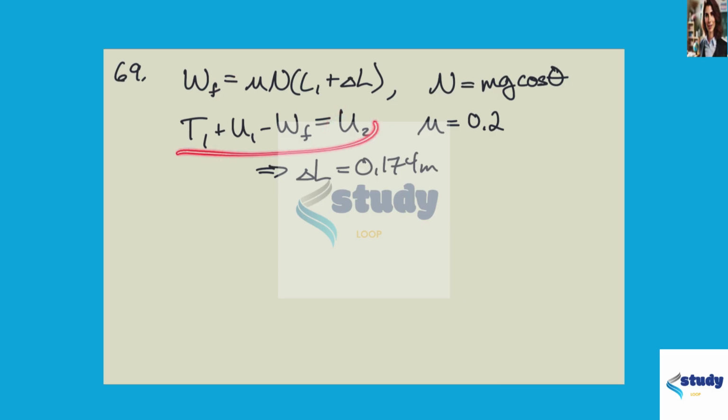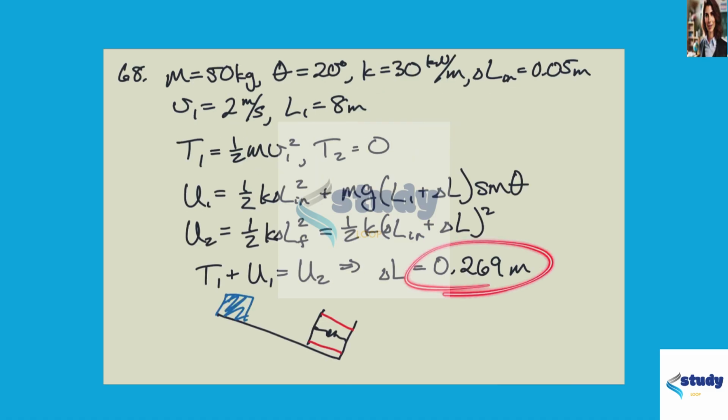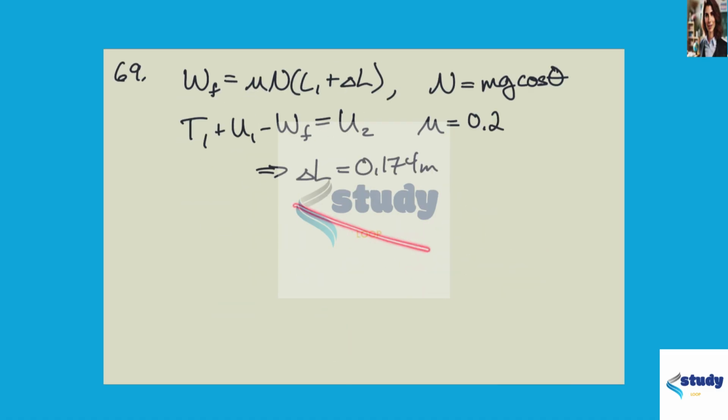And again, we know everything in this equation except for delta L, and we can figure out that delta L is now 0.174 meters. And it makes sense that that should be less than this because we've dissipated some of the energy as heat as the package slides down this ramp. Some of the energy is going off as heat, so we're not going to compress the spring as much.